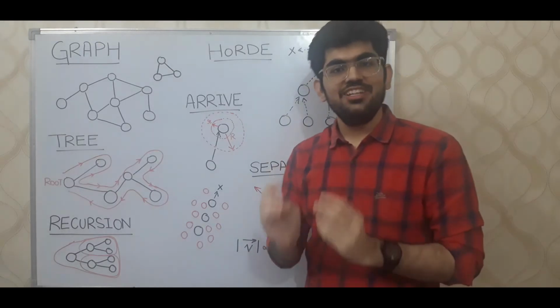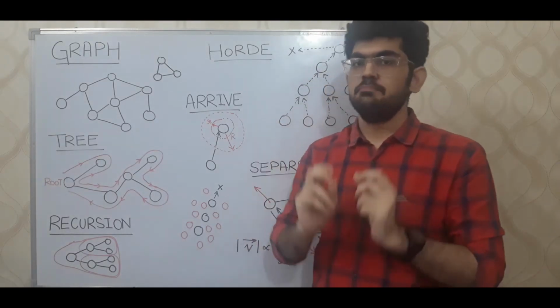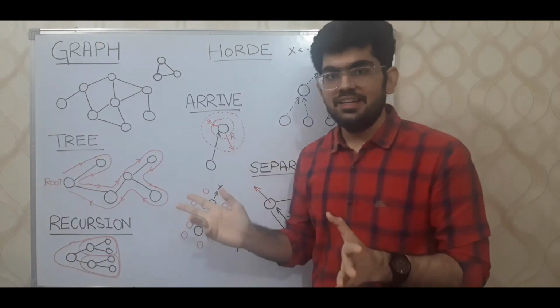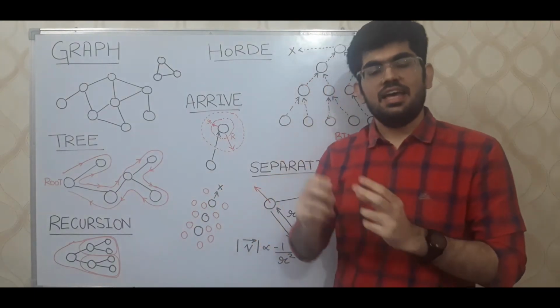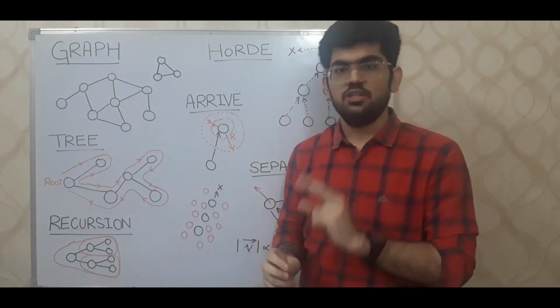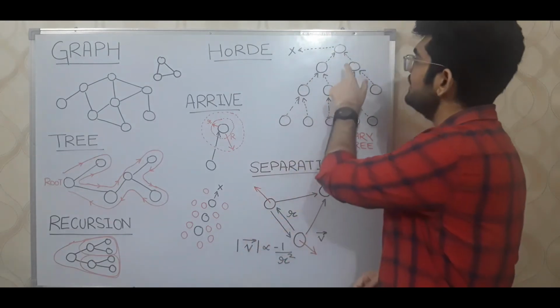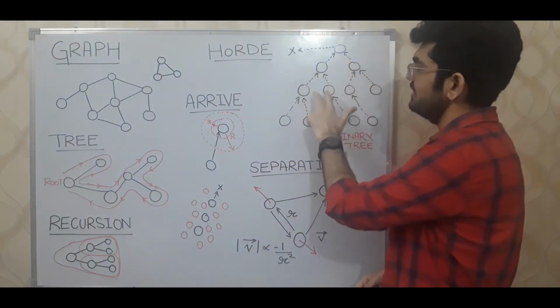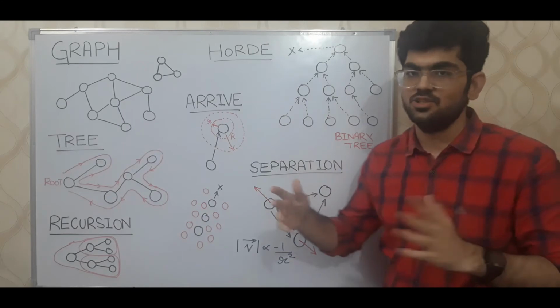Now for our horde, we are using a special type of tree, that is a binary tree. Now what is a binary tree? A binary tree is one where every node has at max 2 child nodes. As we can see, this node has 2 children, this node has 2 children, this node has 2 children and so on and so forth.